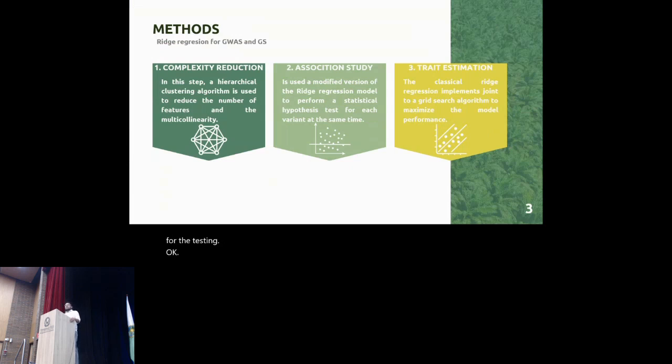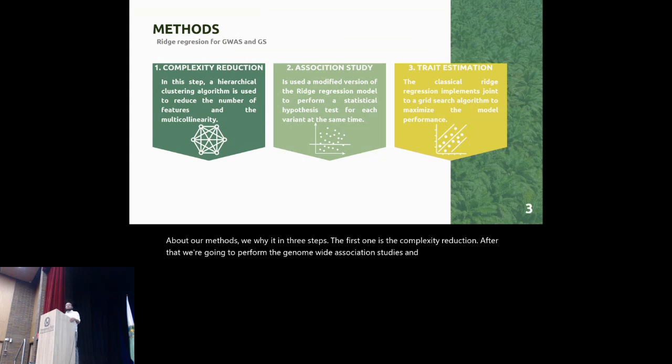About our methods, we divide it in 3 steps. The first one is the complexity reduction. After that, we're going to perform the Genome-Wide Association Studies. And finally, we're going to use those results to perform the genomic selection process.